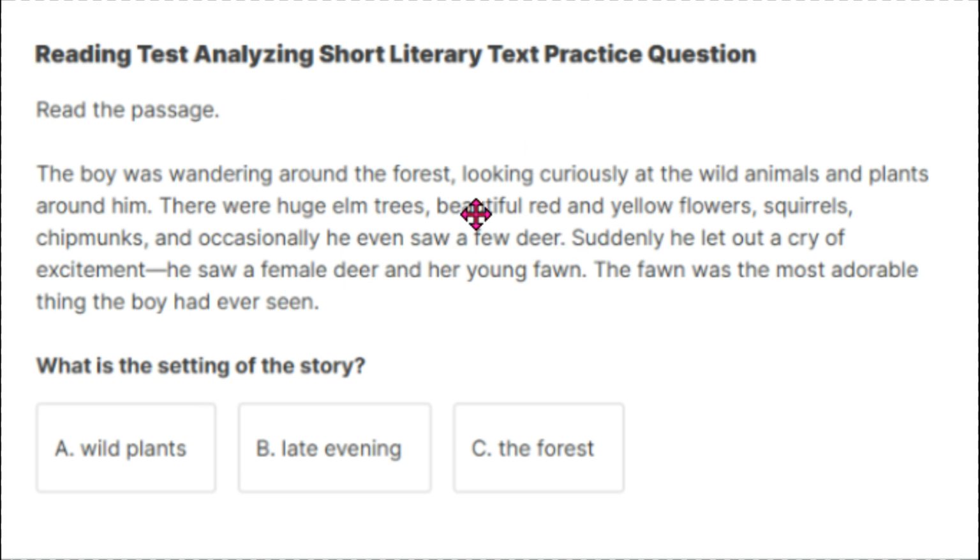The only answer that works is C, the forest, and it mentions it in the very beginning. The boy was wandering around the forest. So now I know C is the correct answer.